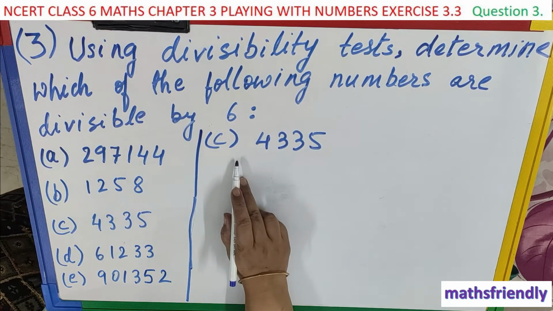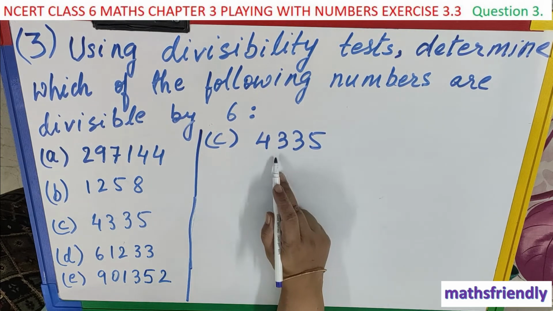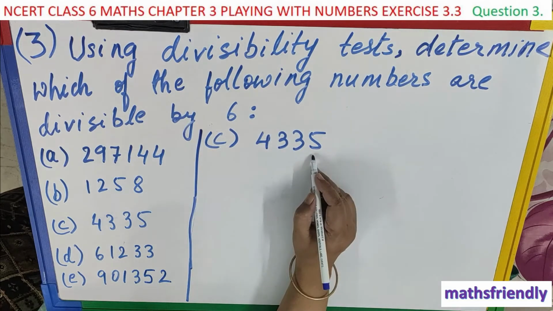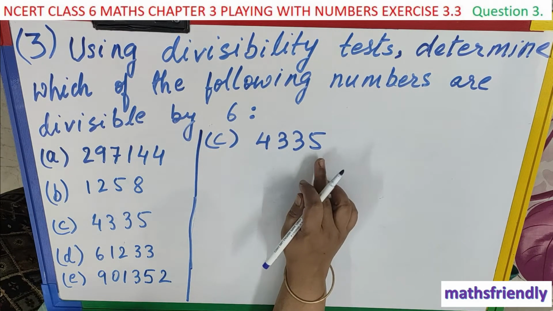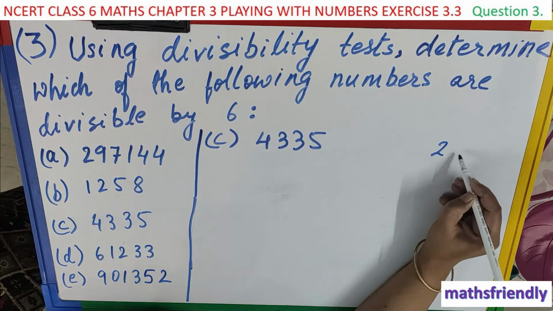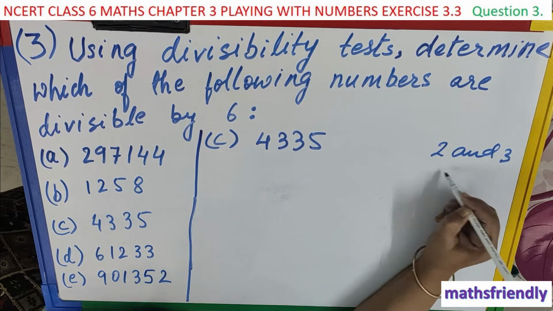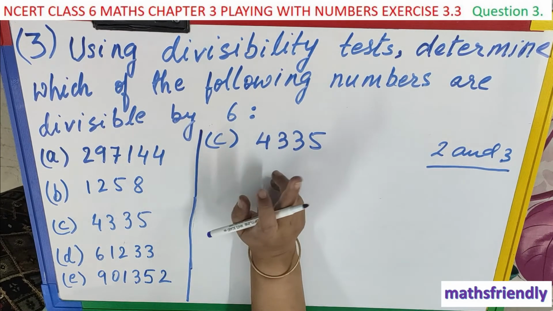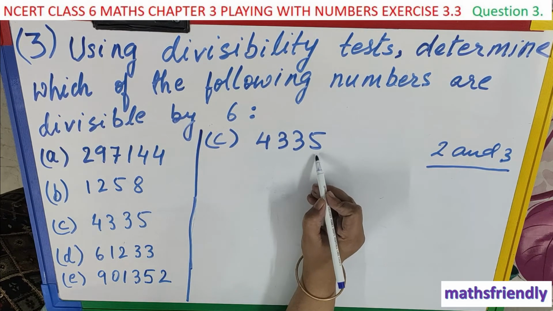Now the next question is question number C. The number given is 4335. Is this number divisible by 2? Because to check the divisibility by 6, we have to check the divisibility by 2 and 3. If the number is divisible by both 2 and 3, then the number is also divisible by 6.